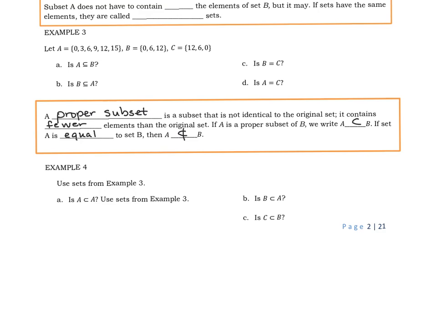So as far as notation goes, if set A is a proper subset of B, we write A, and I guess if I wrote that a little bit better, it's probably pretty sloppy there. It looks kind of like that. However, if A and B were equal sets, then A would not be a proper subset of set B.